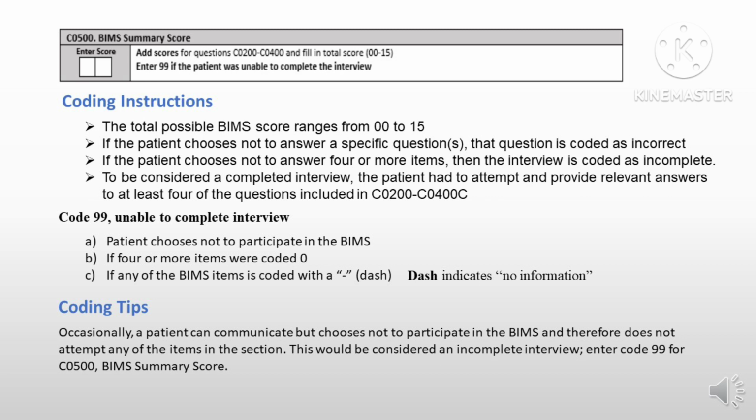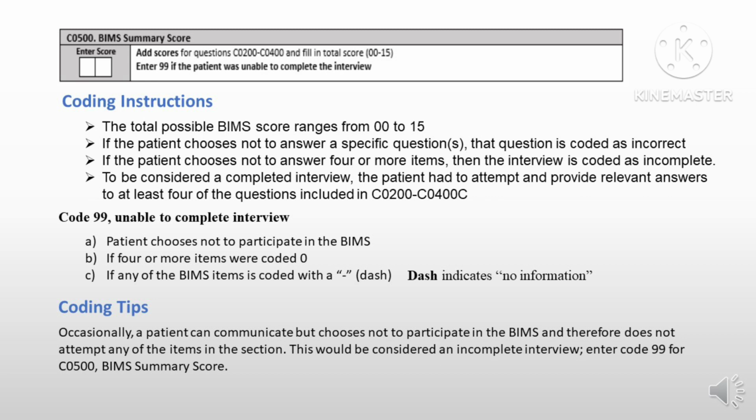C0200 to C0400C. Code 99, unable to complete interview. A. Patient chooses not to participate in the BIMS. B. If 4 or more items were coded 0. C. If any of the BIMS items is coded with a dash. Dash indicates no information.